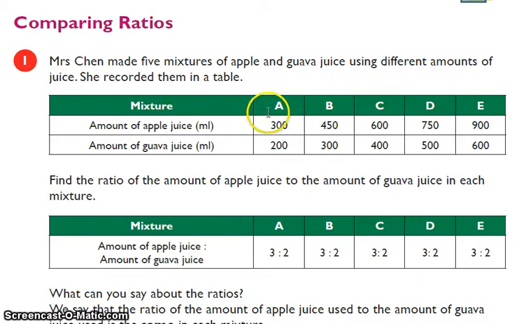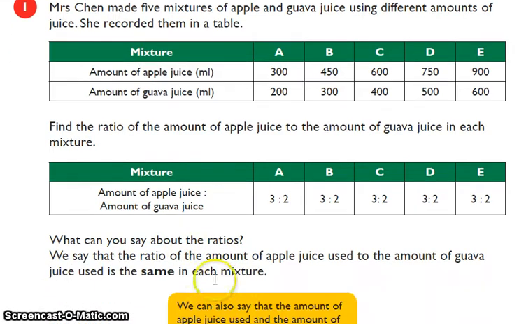When she recorded the amounts of juice in the table below, what we found out is that mixture A follows a ratio of 3 to 2, whereas B also follows a ratio of 3 to 2. So from mixture A all the way until mixture E, though they are in different amounts, they still follow the same ratio. So what can we say about the ratio? We can say that the ratios are all the same.